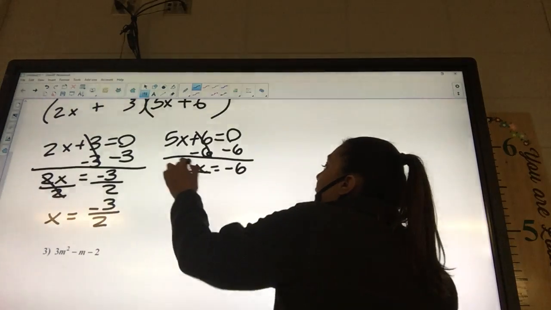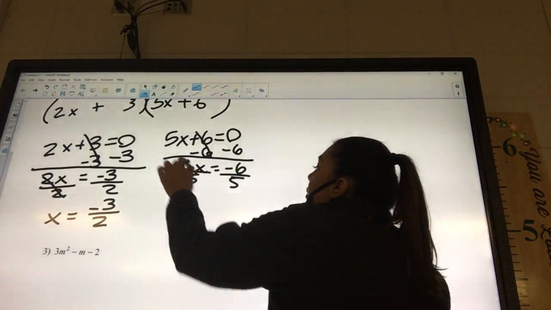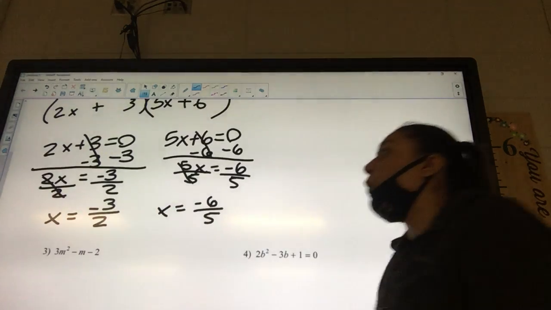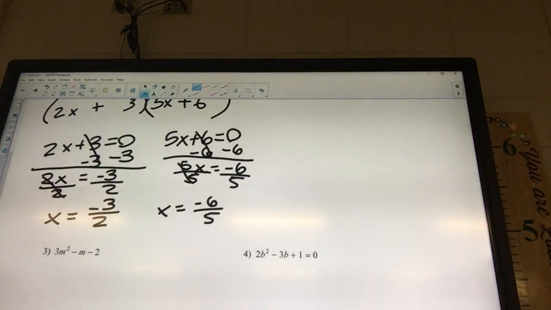Okay, and then divide by 5. Why are these both a fraction this time? You can't simplify it. But why are they both a fraction? Because it was a positive? No. At least you guessed.